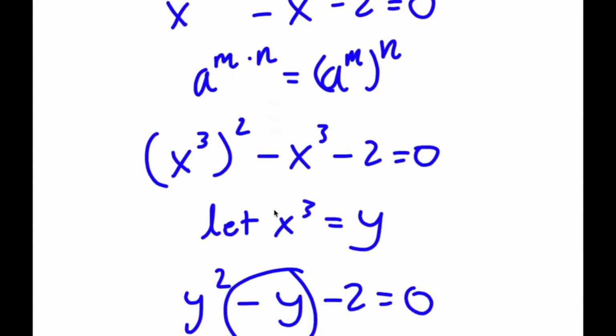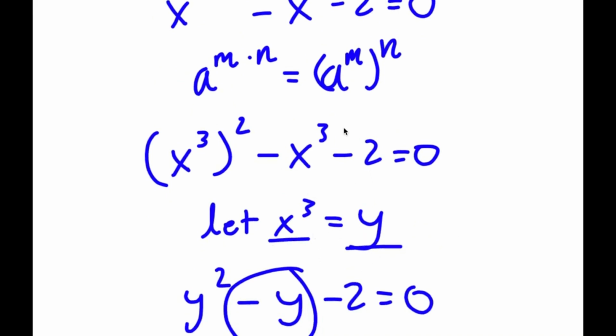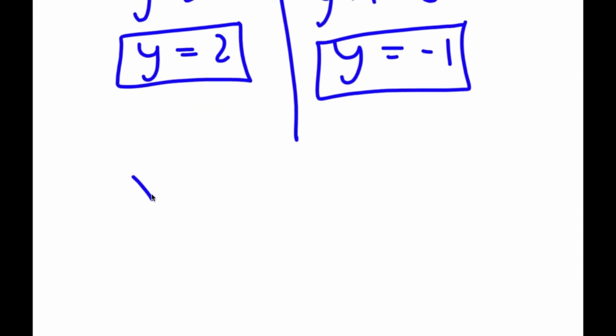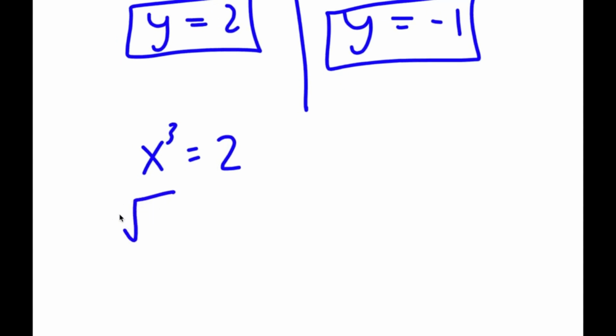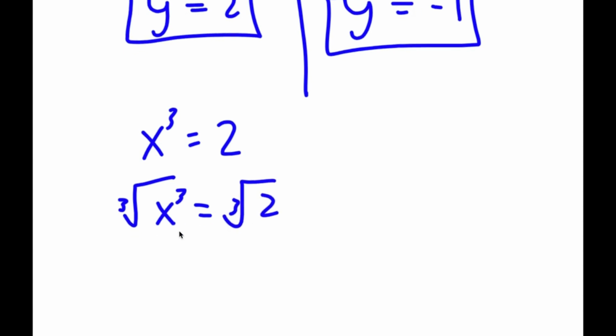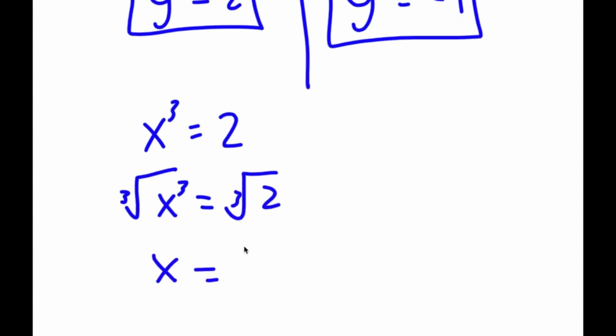Now, recall how we let x to the power of 3 equal to y. So if x to the power of 3 is equal to y, and we have two values of y, well, let's first start with y equals 2. So x to the power of 3 equals 2. I'm going to take the cube root on both sides. Cube root of x to the power of 3 is x, and so we have x is equal to cube root of 2.